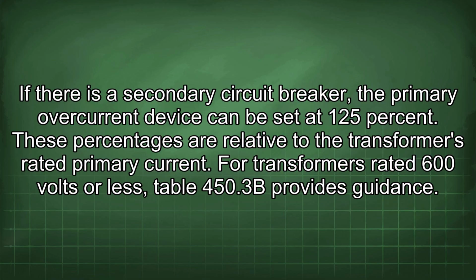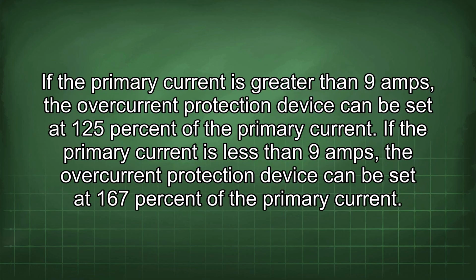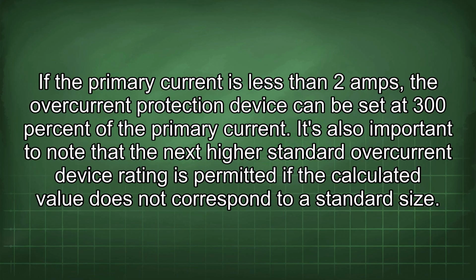For transformers rated 600 volts or less, Table 450.3(b) provides guidance. If the primary current is greater than 9 amps, the overcurrent protection device can be set at 125% of the primary current. If the primary current is less than 9 amps, the overcurrent protection device can be set at 167% of the primary current. If the primary current is less than 2 amps, the overcurrent protection device can be set at 300% of the primary current. It's also important to note that the next higher standard overcurrent device rating is permitted if the calculated value does not correspond to a standard size.